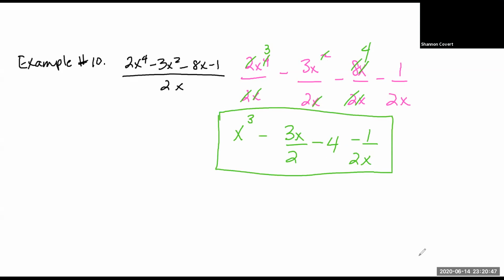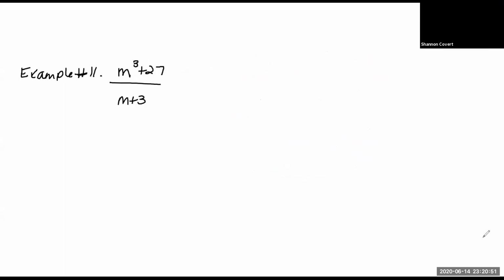I think I want to do one more problem. Actually, I may do 2 more. I don't think this one's going to have a remainder. We didn't get very many examples with a remainder, so let's see what this one ends up with, and if I don't get a remainder, I will do another one like this with a remainder.